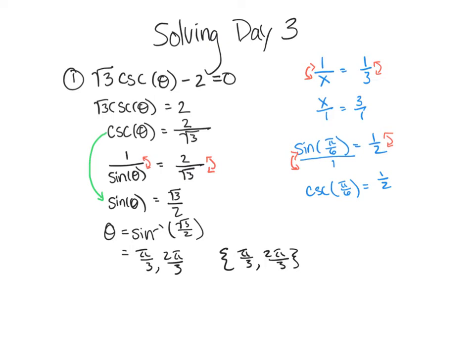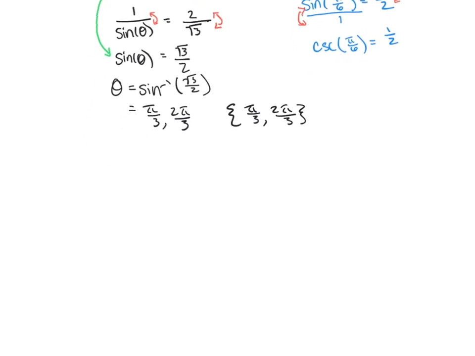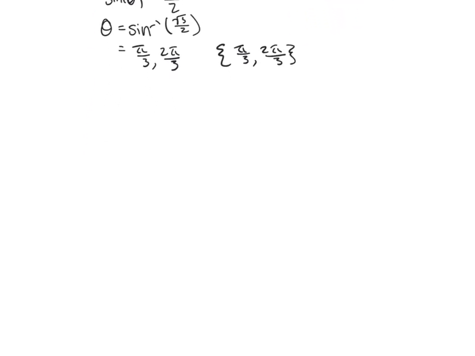But let's take a look at example number 2. I'm going to move this up just a bit. I'll leave the answers for you to see. Example 2 is going to be 3 secant squared of theta minus 4 is equal to 0.